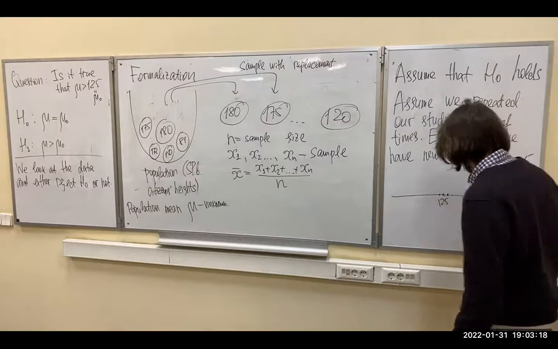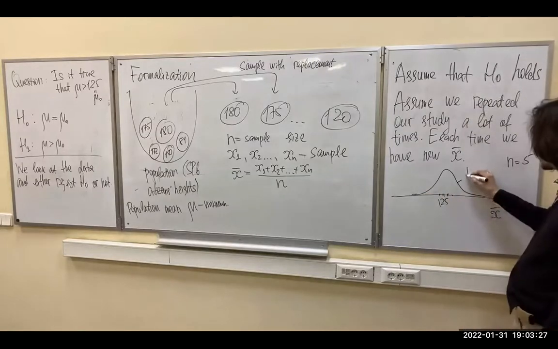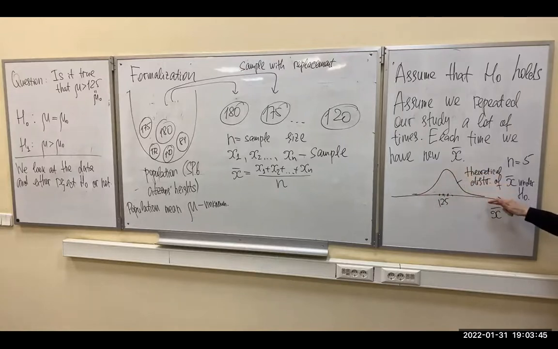Let me draw some picture. So this is a theoretical distribution of X bars, provided that the null hypothesis is true. This curve is a purely theoretical construction. It doesn't deal with the actual numbers that we obtained in our real experiment. These values, these points and this curve are constructed by analyzing possible outcomes of these imaginary replications of our initial experiment, not our initial experiment itself.